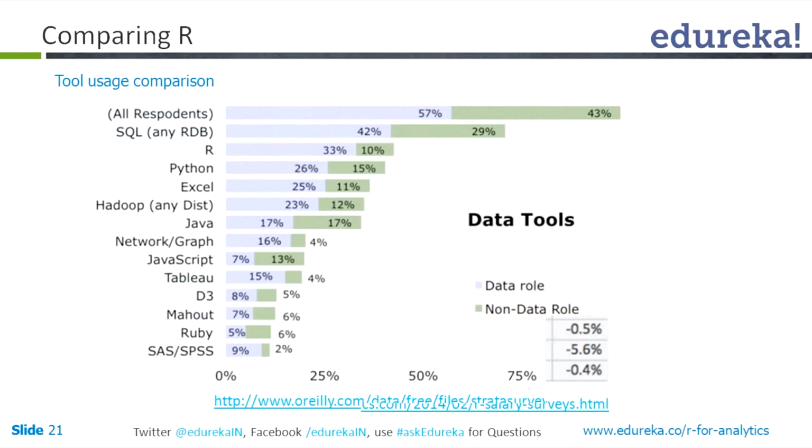So you're comparing the data tools. It's a survey across all the users on the analytics side. So you can see R is growing there. The number of users is growing. For the data role, it is 33% now, and non-data role, it is 10%. So this is a survey, and we have the response of this survey.